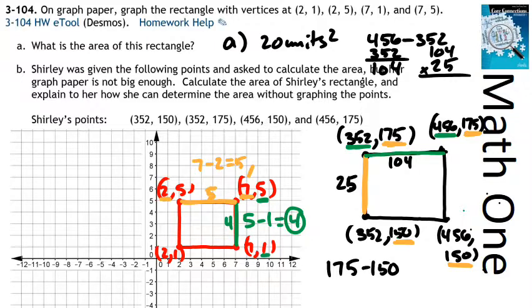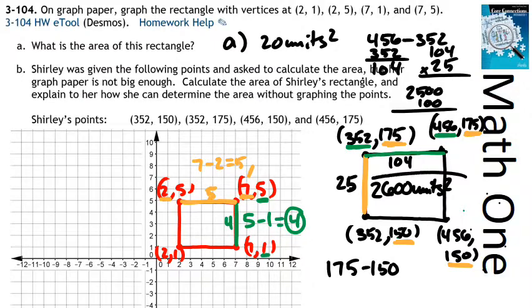Actually, 25 times 100 is 2,500, and 4 times 25 is another 100. So I don't have a calculator here, but I'm pretty sure that the area of this is 2,600 units squared. And if it's not, I want to hear about it. Make sure you correct me tomorrow in class.